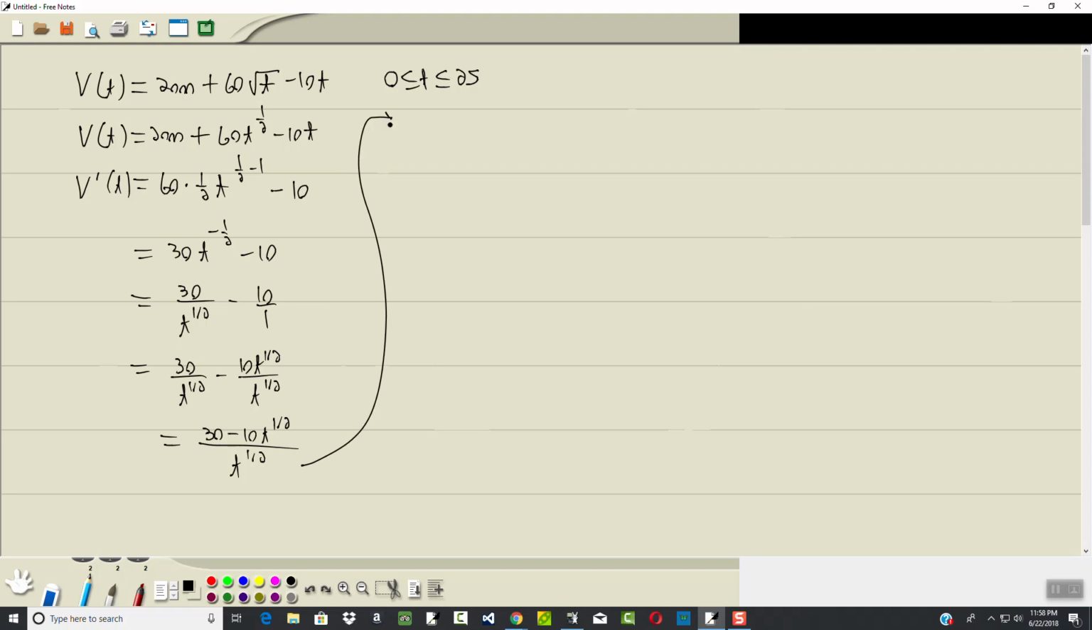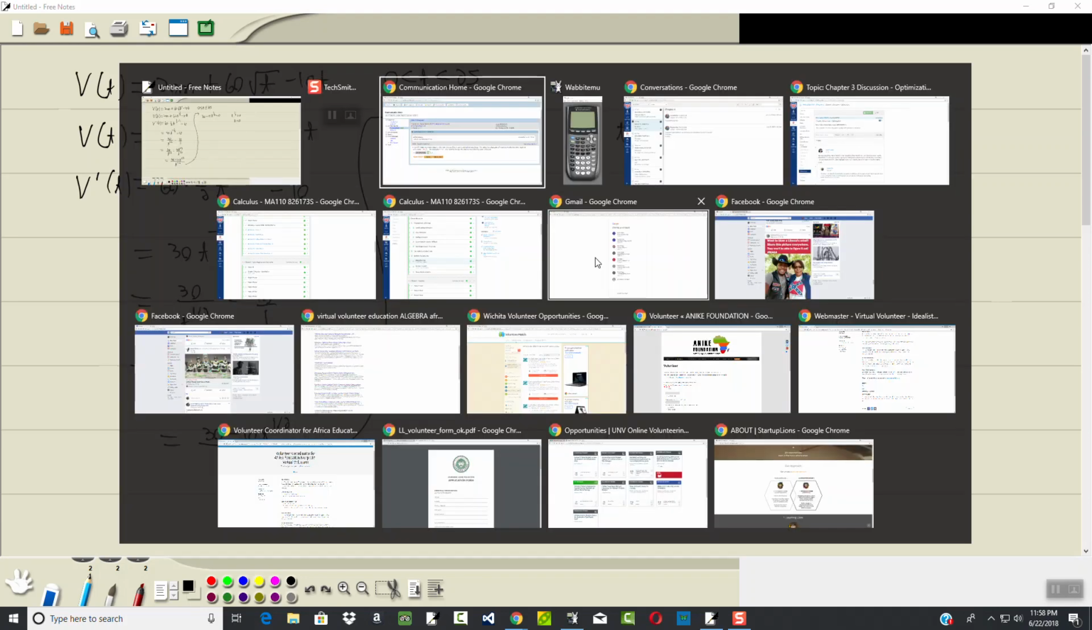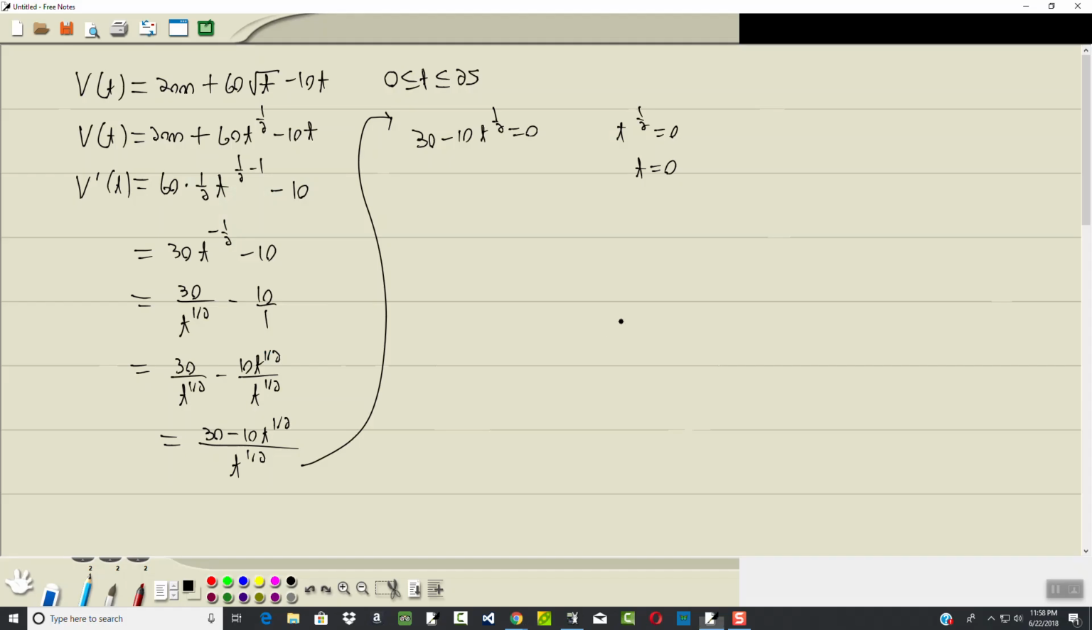So now I'm going to find a critical value. So I'm going to set my top part equal to 0, and I'll set my bottom part equal to 0. And this gives us t is equal to 0, which might be our answer. I won't deny that. What are we maximizing?